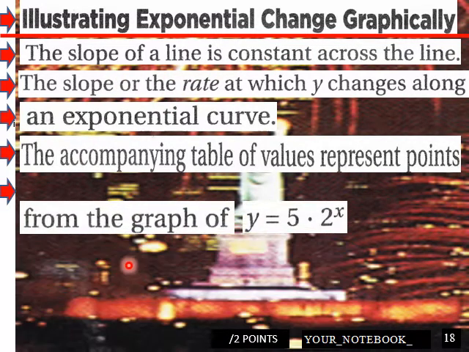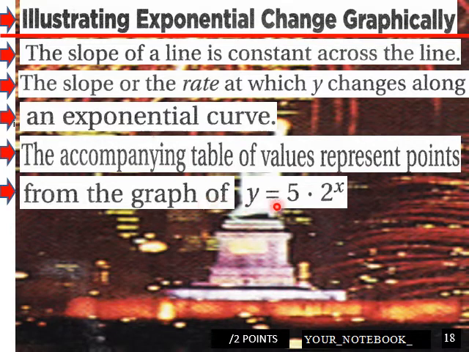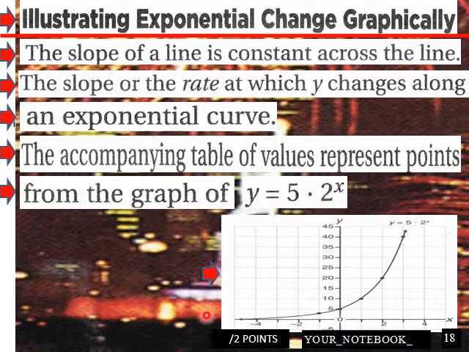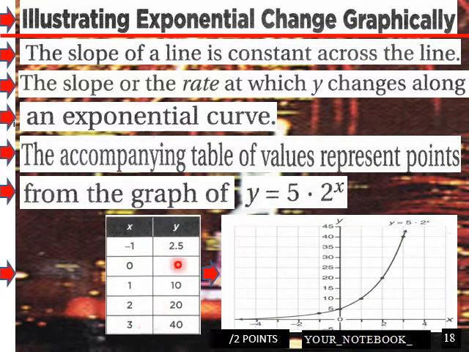The accompanying table of values represents points from the graph of y equals 5 times 2 to the x. This would be the graph here, y equals 2 to the x. y equals 5 times 2 to the x, this would be the graph here for that. And then this would be the table here, where this graph represents this table.